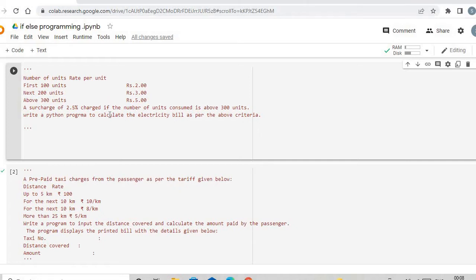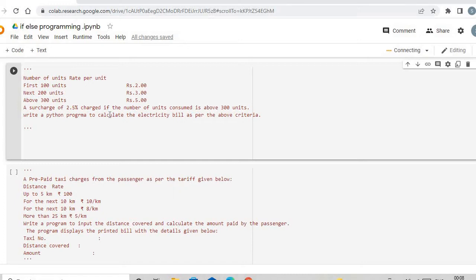In today's tutorial, we are going to learn two new programs using if-else statements. As you can see on the screen, I have already written the questions. The first question is that we have to calculate the electricity bill according to some criteria given in the question.